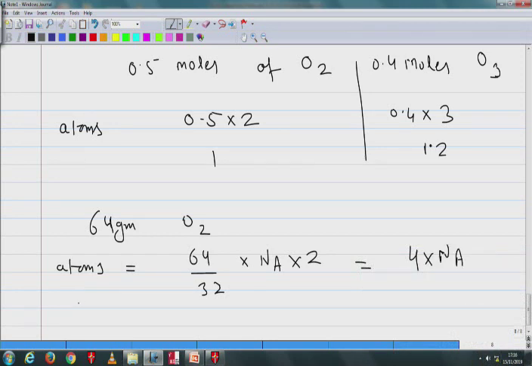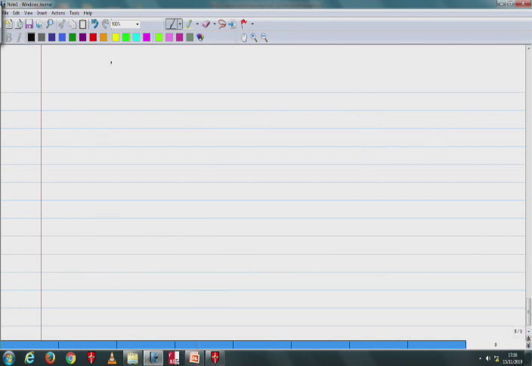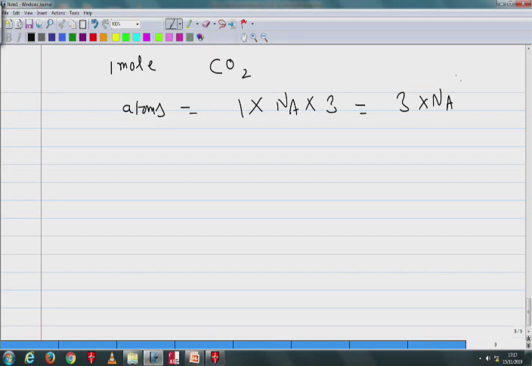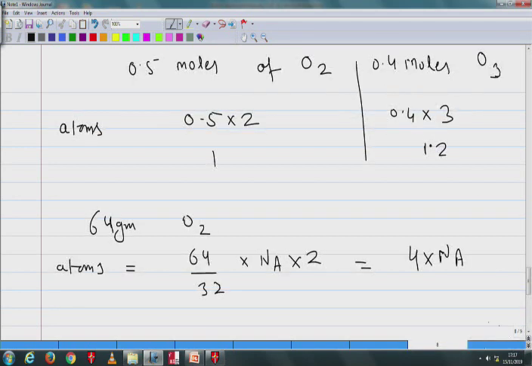In the second part, suppose you are given 1 mole CO2. How can you calculate the atoms? Moles into Avogadro number into 3, because in CO2 there are 3 atoms. So this is 3 into Avogadro number. Now you can compare these two values. Obviously this value is bigger, so this one should contain the higher number of atoms.